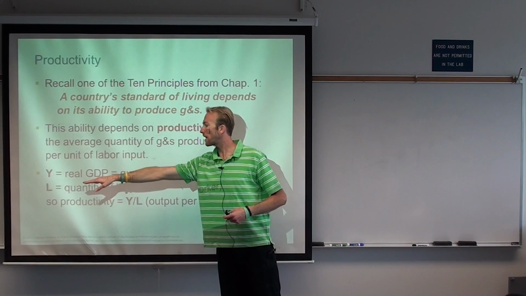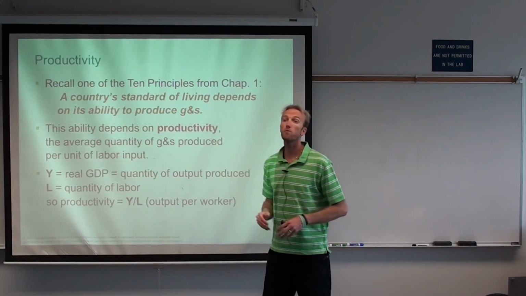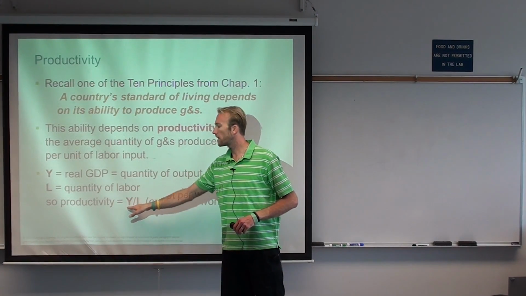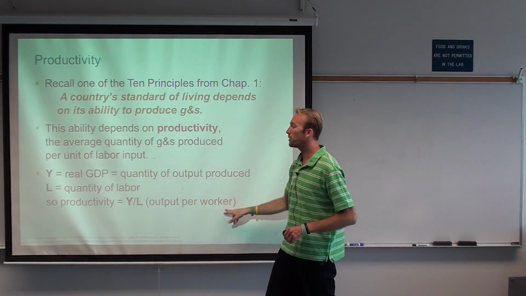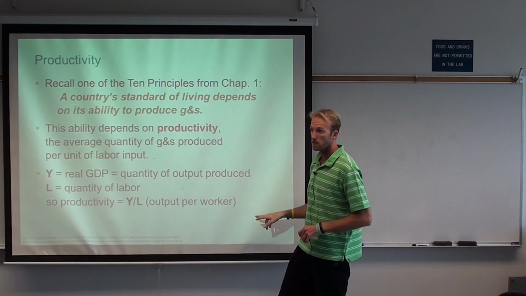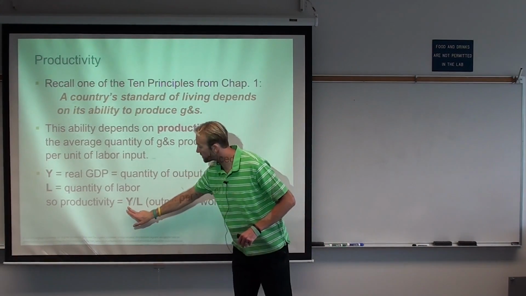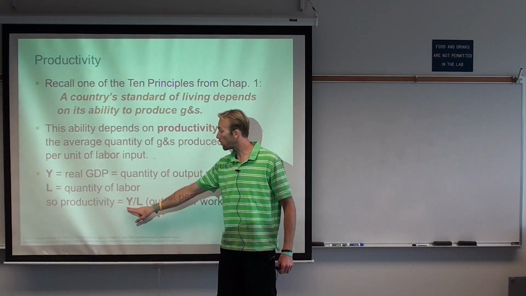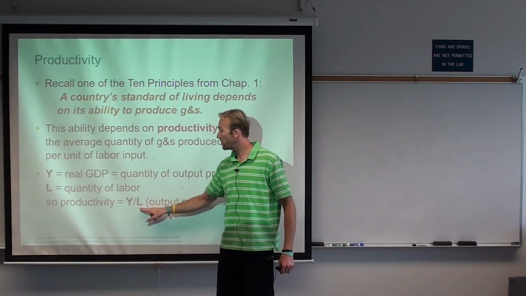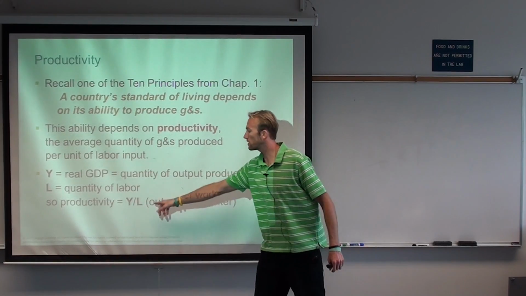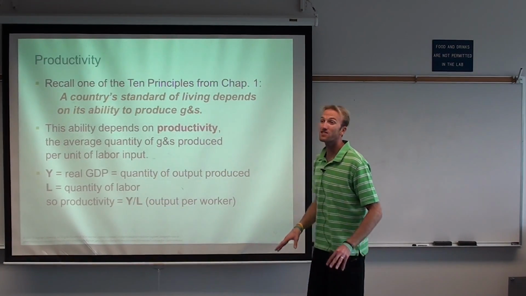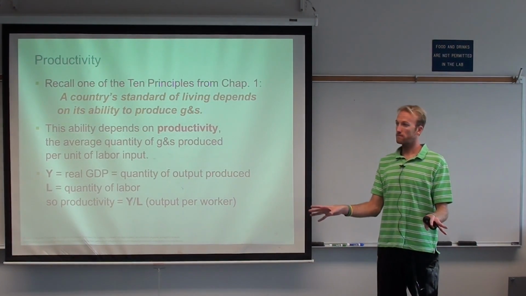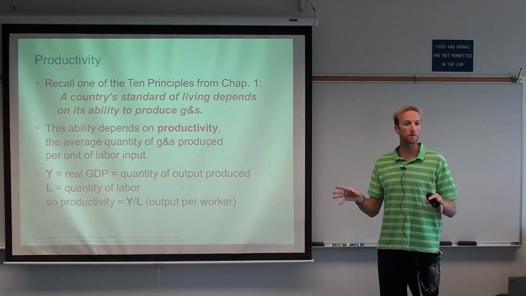We're going to call L right here the number of workers, and this is pretty simple. Productivity is going to be Y divided by L, right? So this is output per worker. Okay, so this is how much stuff is being made total in the economy divided by how many people are making it. So if I go Y over L, this number here is not really two numbers being divided. It becomes one number, and it's just how much stuff the average worker is making. Okay? How much stuff is the average worker making?